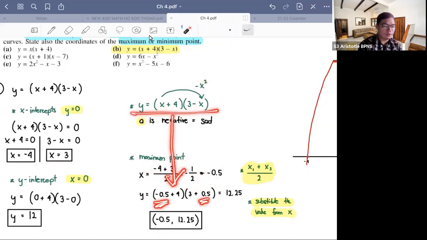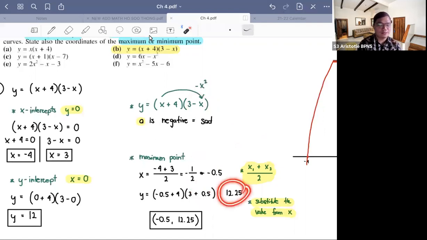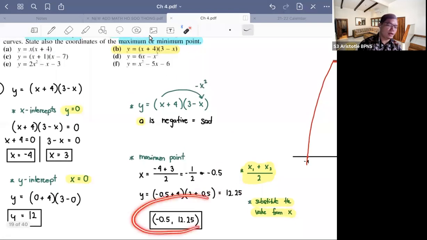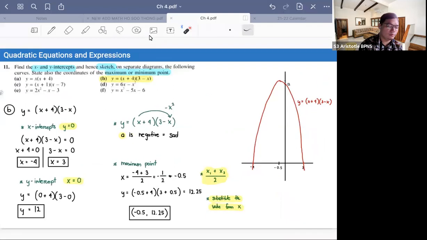Now this one is obviously positive 0.5 because this is minus x. So minus negative 0.5 makes it plus 0.5. Therefore, your y-coordinate for your maximum point is 12.25. Okay, so your maximum point is at negative 0.5, 12.25. So that's it. We have completed all the parts of the graph.